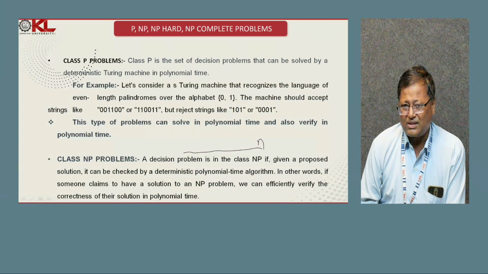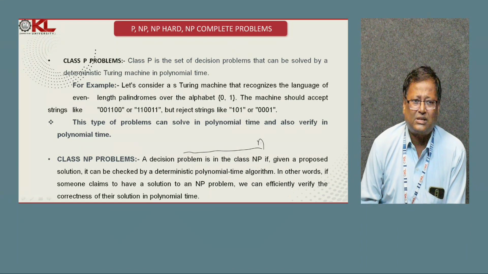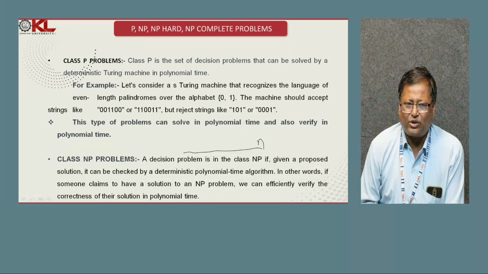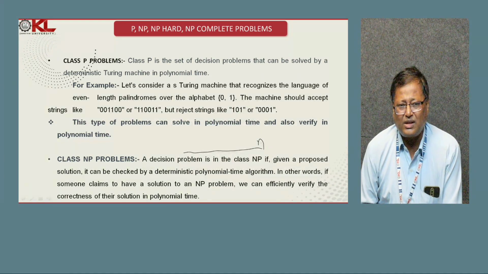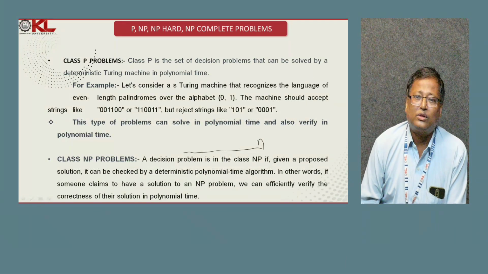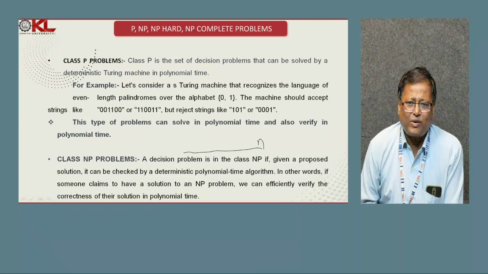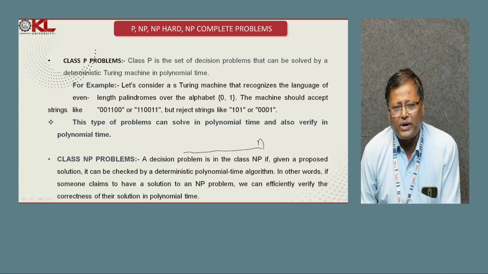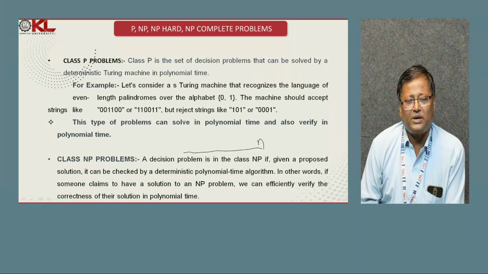Let's consider a Turing machine that recognizes even length palindromes over the alphabet {0,1}. The machine should accept strings like 001100. This is an even length palindrome and the Turing machine accepts that, and also accepts 110011. Palindrome means the reverse is the same. But it rejects a string like 101, which is odd length, and also 0010001, which is not a palindrome. That type of problem is solved by a deterministic Turing machine in polynomial time, and also verified in polynomial time, and that type of problem is a tractable problem or P class problem.